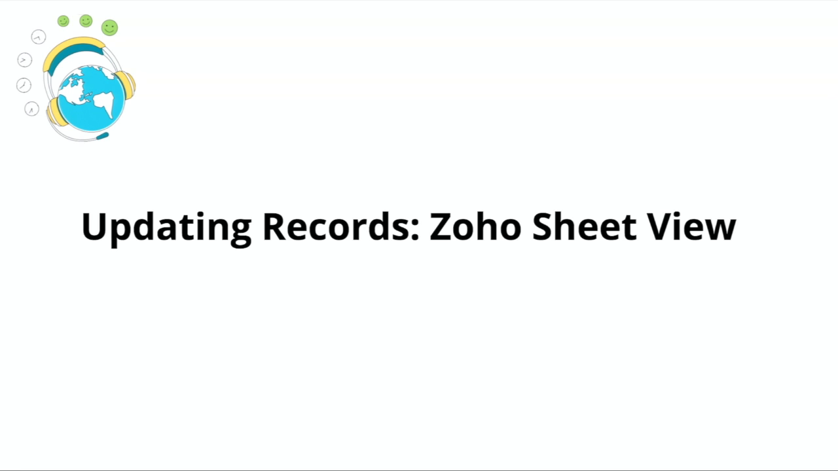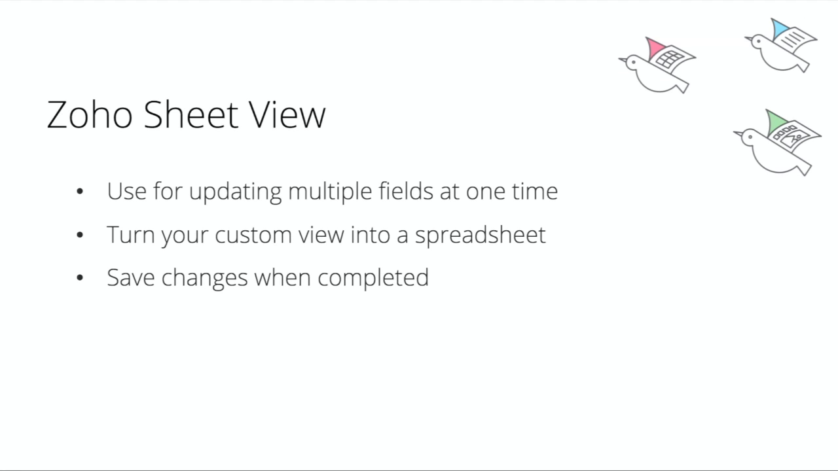All right, so this next section is still on updating records. This can get a little bit tricky, especially if you're not familiar with this feature. It's just another way that you can update records, except that with our mass update tool, you can only update one field at a time. This will allow you to update multiple fields on multiple records at the same time.